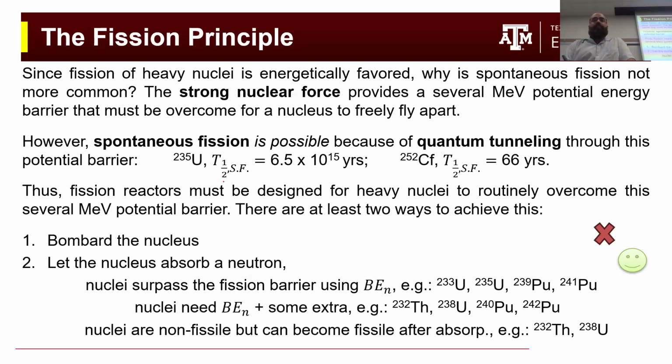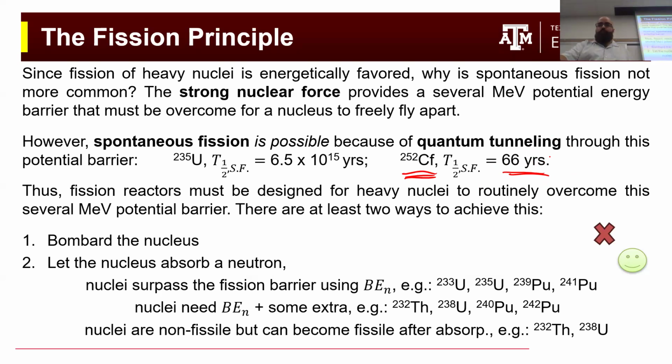So for uranium-235, the half-life for spontaneous fission is about 6.5 times 10 to the 15 years. So uranium-235 basically doesn't spontaneously fission, but californium-252 is a very special nuclei, and its half-life for spontaneous fission is about 66 years, which sounds like a large half-life, but that is small enough that you can actually take californium-252, put it in a reactor, and it's just spontaneously decaying and emitting neutrons. They use californium-252 as a neutron source for that reason.